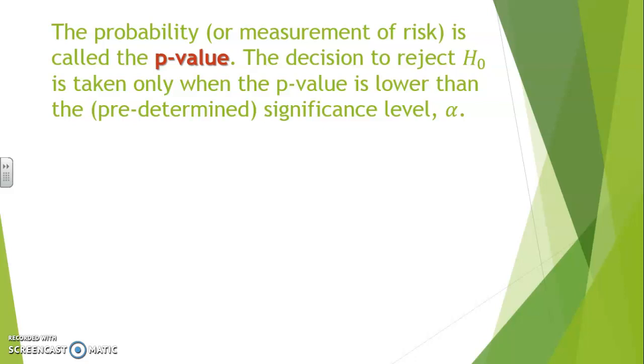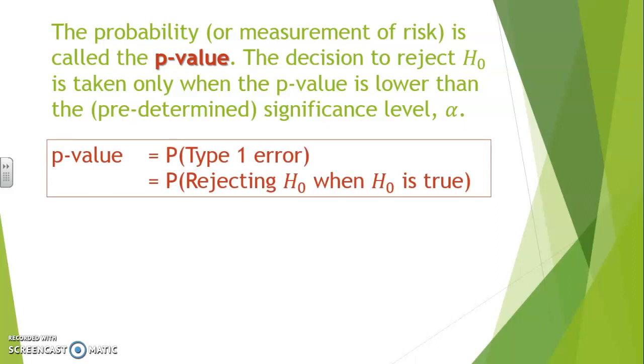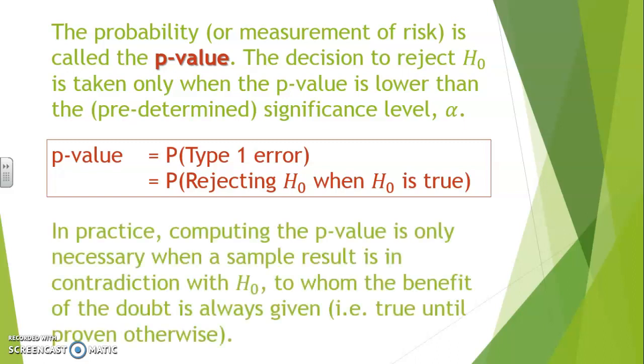The decision to reject H0 is taken only when the p-value is lower than what we have set as the significance level alpha. So you have to think of the p-value as the probability of making a type 1 error, which means the probability of rejecting H0 when H0 was actually true. In practice, computing the p-value is only necessary when a sample result is in contradiction with H0, to whom the benefit of the doubt is always given.